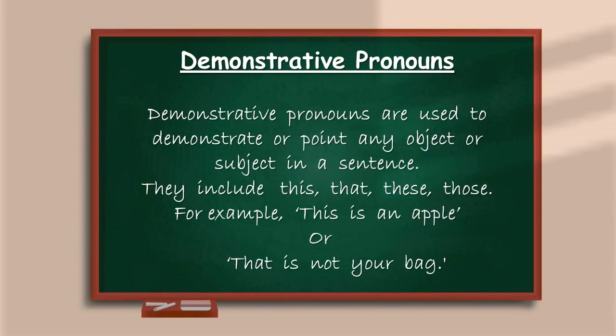Demonstrative pronouns. Demonstrative pronouns are used to demonstrate or point to any object or subject in a sentence. They include this, that, these, those. For example, "This is an apple." "That is not your bag." Now this and that are demonstrative pronouns.